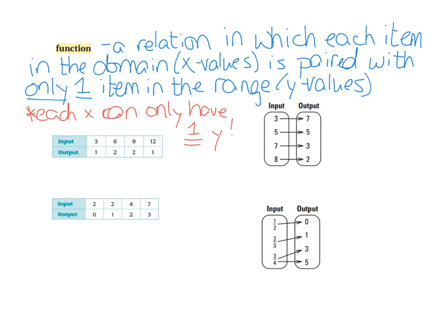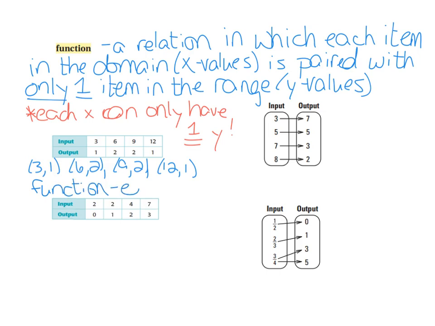That's your big rule. All right? Now, look at this first table. We've got the points 3, 1. 3 goes to 1. We've got the point 6, 2. We've got the point 9, 2. And we've got the point 12, 1. Is this a function? Well, you look at your x values. 3 is paired with 1. Is it paired with anything else? No. 6 is paired with 2. Is it paired with anything else? No. 9 is paired with 2. Is 9 paired with anything else? No. 12 is paired with 1. That's all it's paired with. So what you're looking for is, do any of your x values repeat? They don't. They all only have one y value. So this is a function because each x only has one y.